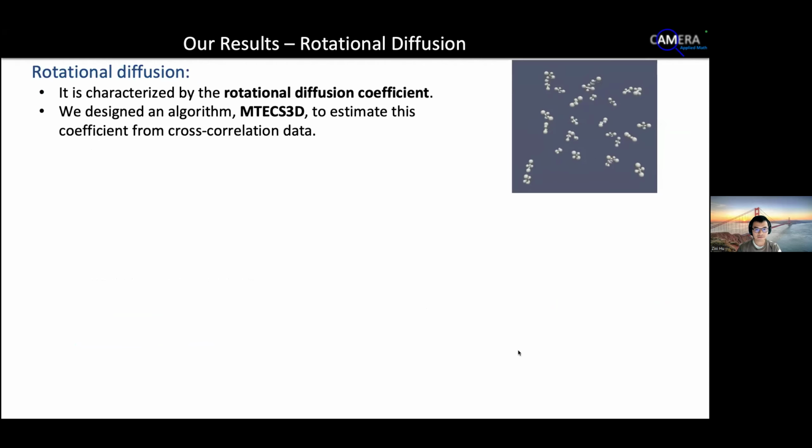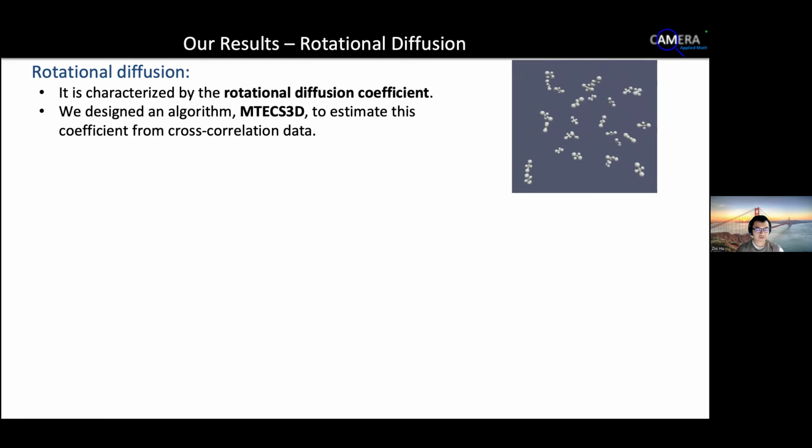Here, let me show you briefly our results of an algorithm, MTech3D, to extract the rotation diffusion. The process of rotation diffusion is characterized by the rotation diffusion coefficient. Roughly speaking, the rotation diffusion coefficient quantifies how far a particle can spin within a unit of time. It's a bit like the standard deviation of a Gaussian distribution that describes how spread out the distribution is, how wide the peak is. So this coefficient can provide plenty of information about properties of the particles.